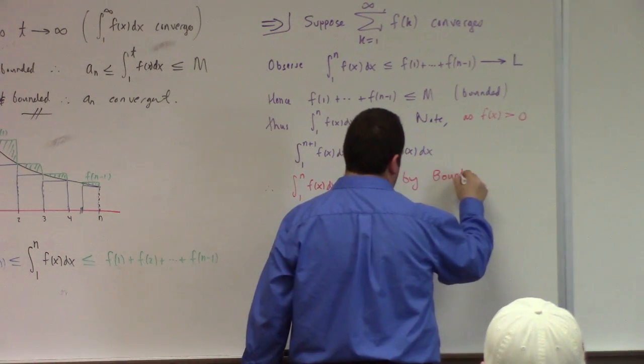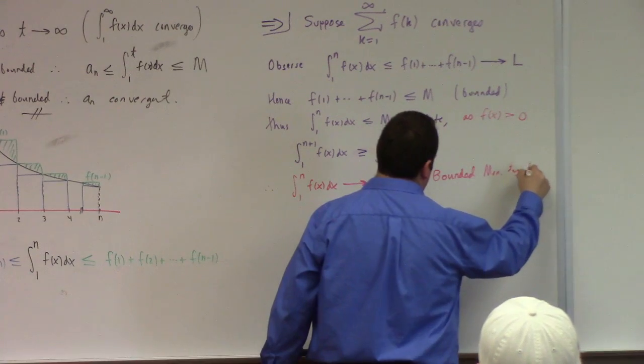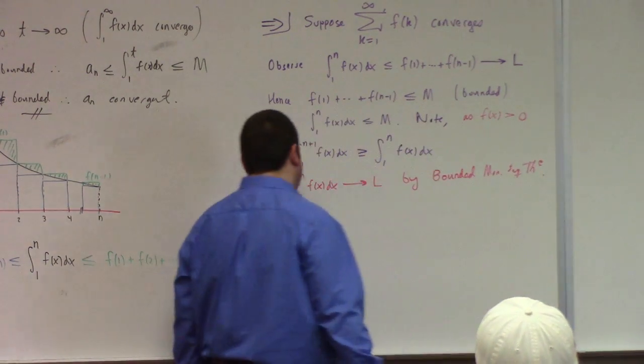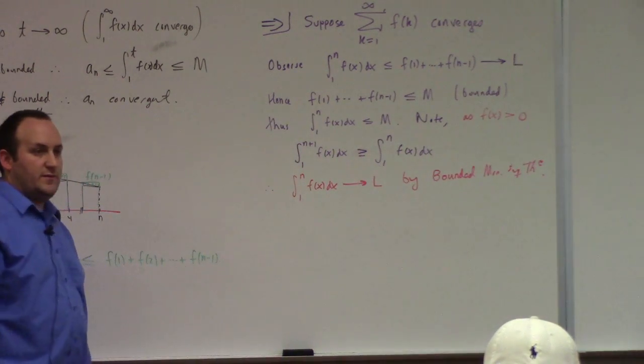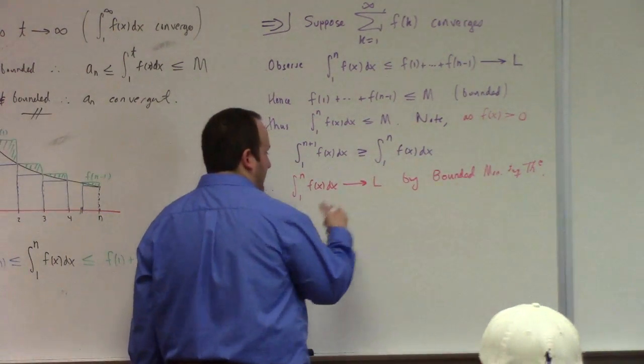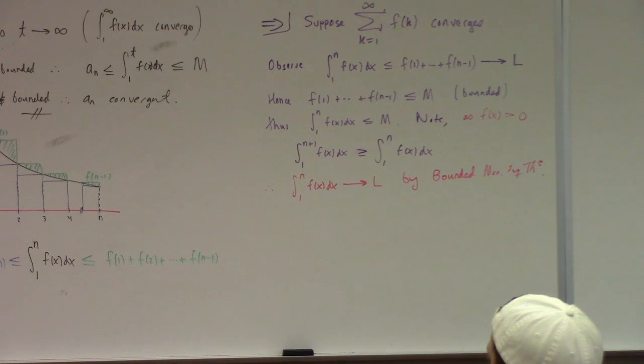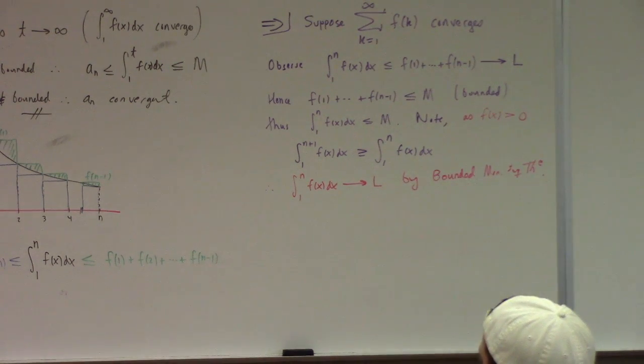Bounded monotonic sequence theorem, right? So what have I shown? I've shown that the sequential limit of this integral goes to L as n goes to infinity. Oh man, that's not what we were supposed to show. We were supposed to show that if the series converges, the integral converges, right? But then problem 69 comes and saves the day.